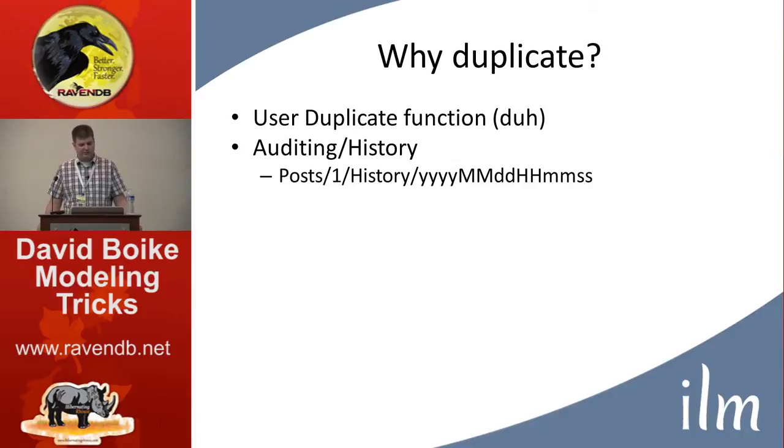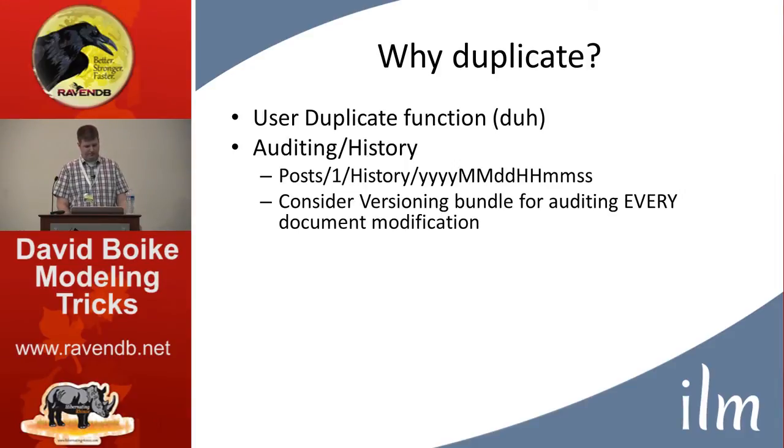Second one would be for auditing or history. There is an auditing bundle or a versioning bundle. Did someone in this room write it? Did you write it? No. Okay. That, of course, stores every single change you make to a document as a different version, but if you want more fine-grained, like this is an important event, so I need to make an auditing history of it at this point, you can do post/1/history and then a date time. So yeah, consider the versioning bundle if you want to audit every single modification.